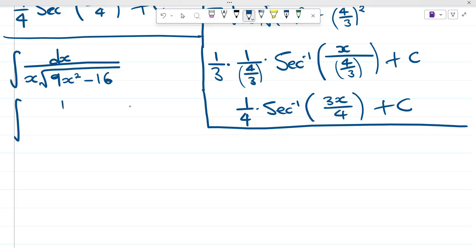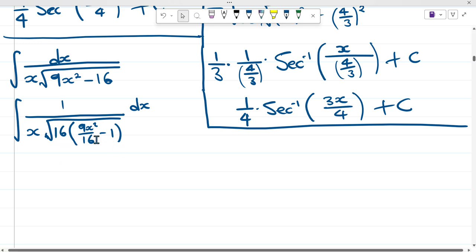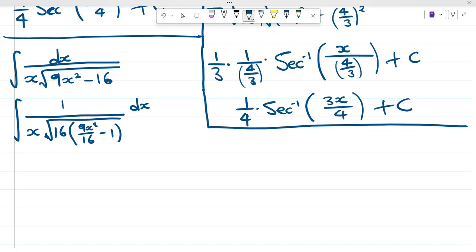So we're going to have our 1, the x there, and then inside the square root we are going to take out 16 as a common factor so that we end up having a 1. So this is going to be 9x squared over 16 minus 1, and then dx. So I took out 16 as a common factor. When you multiply this back, 16 and 16 will cancel out, and then we also have minus 16. So whatever I wrote here is the same as that. I didn't change the equation, okay? We're still dealing with the same equation, so don't be scared.